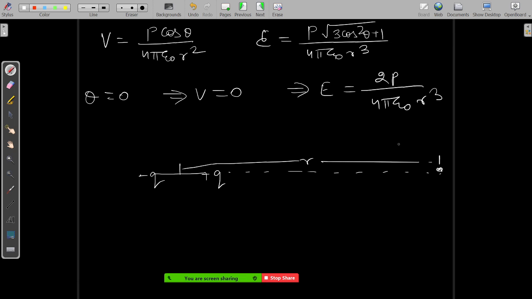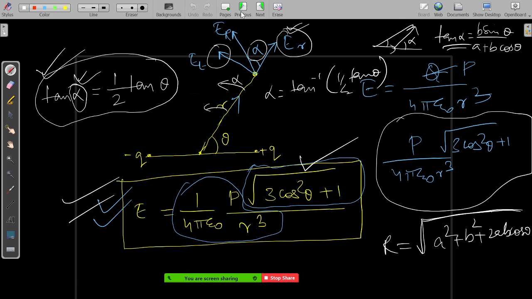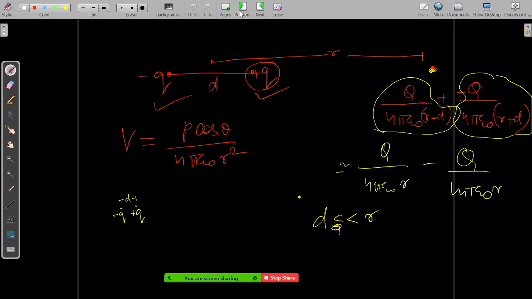Now, what about if theta is equal to 90 degrees? So the potential will be there what? P by 4 pi epsilon naught. Oh, that becomes, sorry, 0. So wait, no. This 90 degrees and, sorry, we are doing one mistake from the beginning. It's right, right?